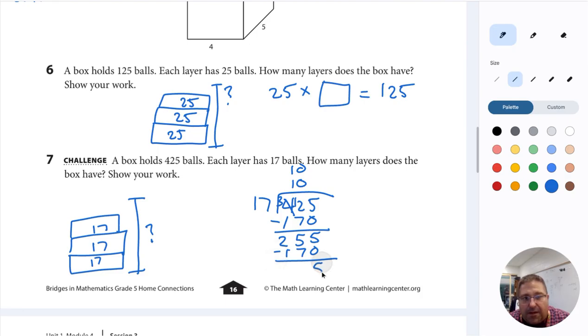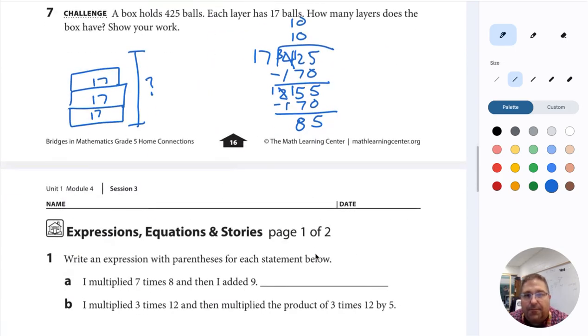So we're going to get a 5. Again, do a little regrouping. 15 minus 7. So we're going to get 85 here. And kind of go from there. So go ahead and keep working that one out. And then we'll see what you guys get on that one. And that was about 425 divided by 17. You got to figure out how many more you got there.